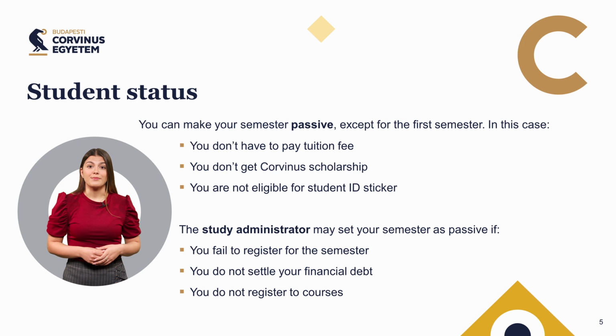However, except for the first semester, you will have the option to make your semester passive during the registration period and skip the semester's education and exams. In this case, you don't have to pay the tuition fee, you don't get Corvinus scholarship, and you're not eligible for a student ID sticker. It is important that the study coordinator can also instruct you to go into passive status if you fail to register for the semester, do not settle your financial debt, or do not register to courses. It is important that after your second consecutive passive semester, you must activate your semester and register at least 1 course, otherwise you will lose your student status.